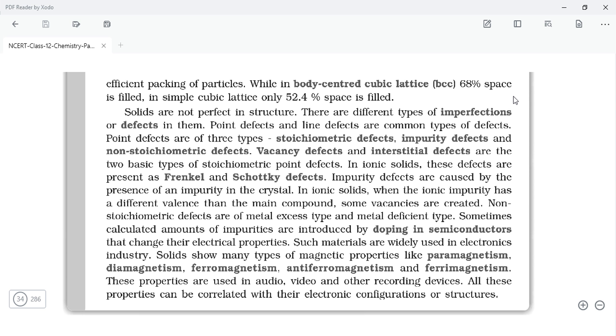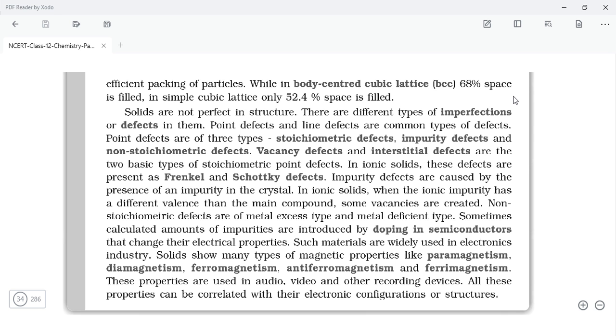Impurity defects are caused by the presence of an impurity in the crystal. In ionic solids, when the ionic impurity has a different valence than the main compound, some vacancies are created. Non-stoichiometric defects are of metal excess type and metal deficient type. Sometimes calculated amounts of impurities are introduced by doping in semiconductors that change their electrical properties. Such materials are widely used in the electronic industries.